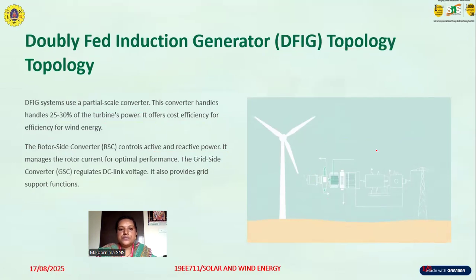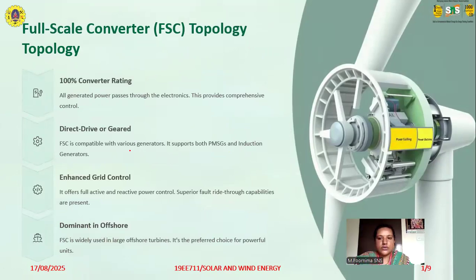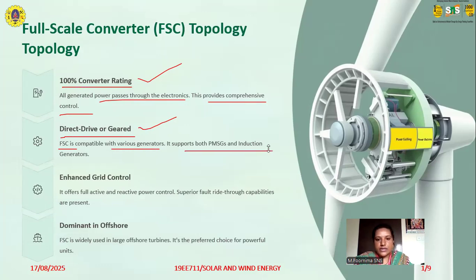So next one is the full scale converter topology. What is a full scale converter topology? It has 100% converter rating. All generated power passes through the electronics. They provide comprehensive control. Next is direct drive or geared. The full scale converter is compatible with various generators. It supports both PMSG, a permanent magnet synchronous generator, and induction generators. So it enhances grid control and dominates offshore. These are the main four points of full scale converters.